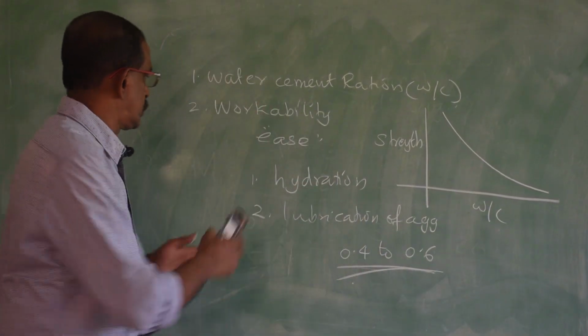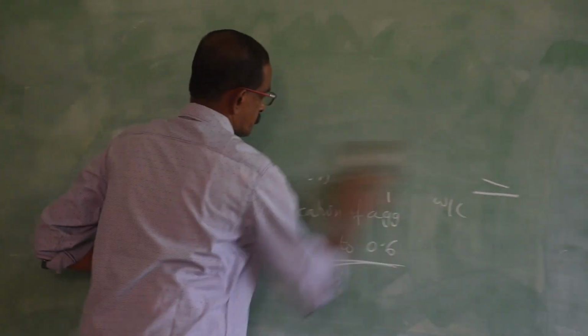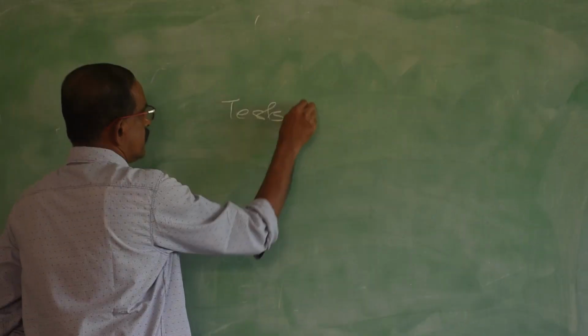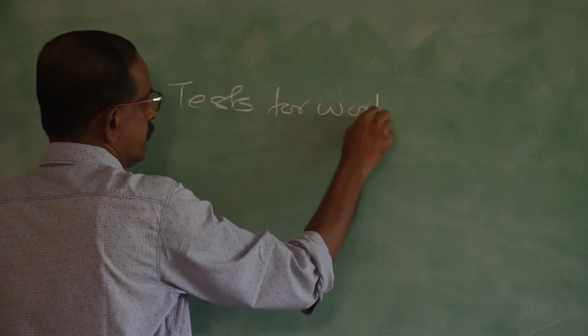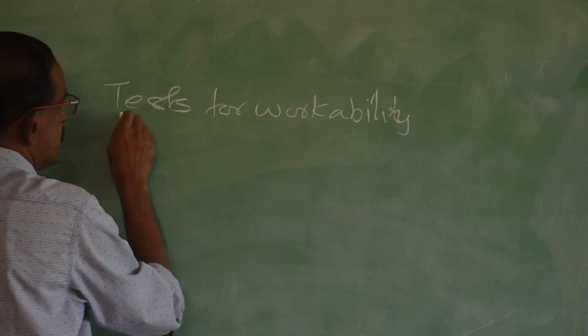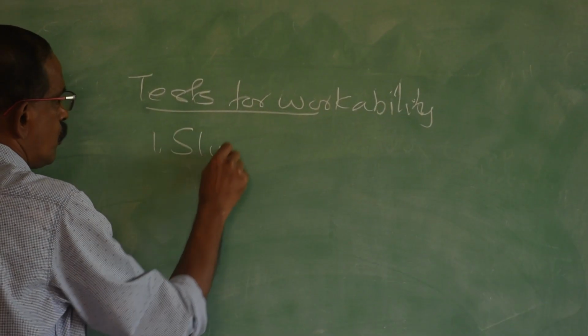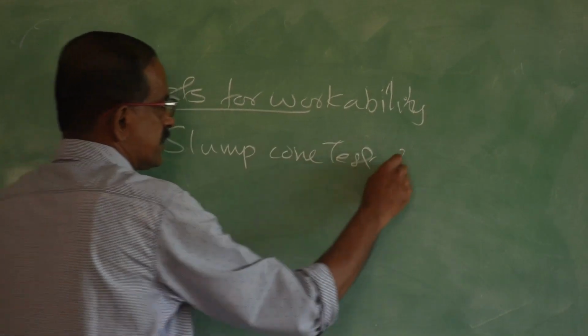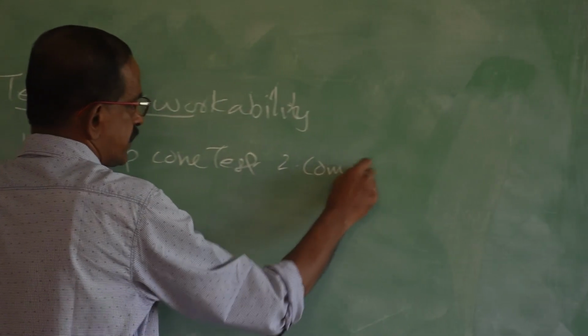There are two tests to check this. Tests for workability. The first test is called the slump cone test, and the second test is called the compaction factor test.